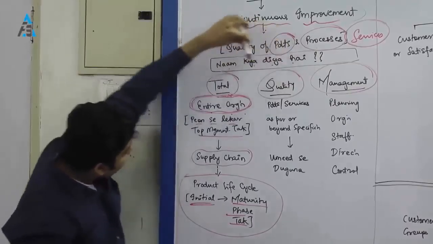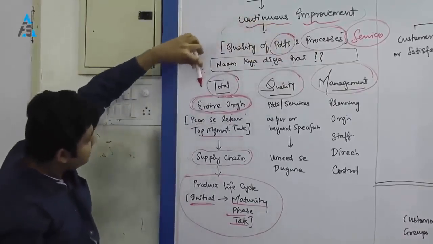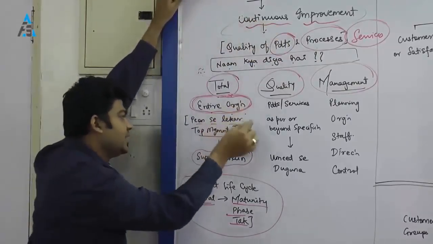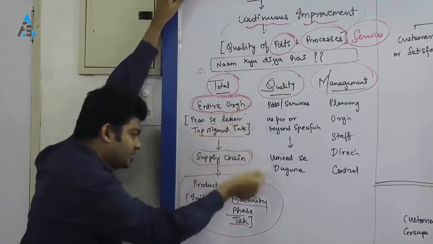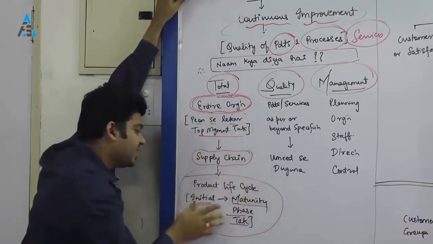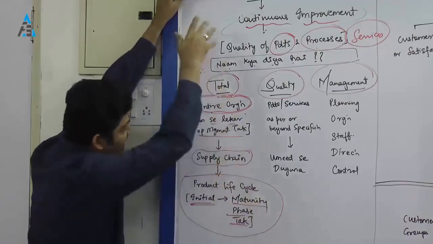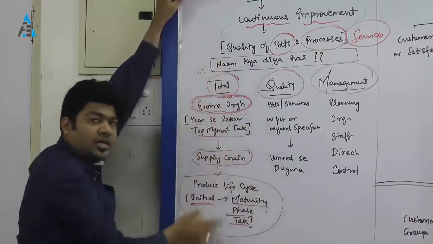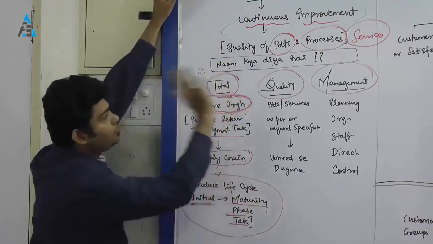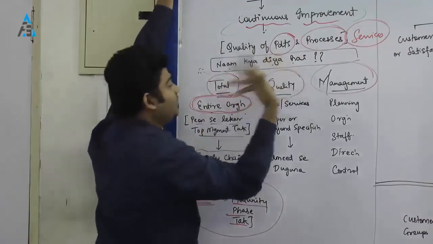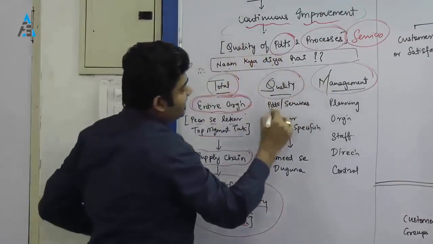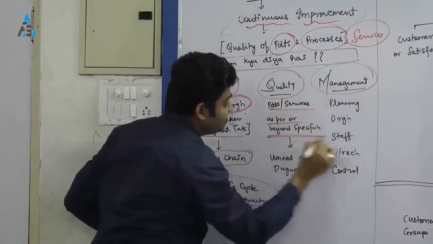Why is this name TQM given? Because it consists of total, the entire organization, from Pune to top management, including the supply chain, the whole product life cycle from initial to maturity phase. Every time, totally, the whole focus has to be on quality. What is quality? Products and services beyond specification.